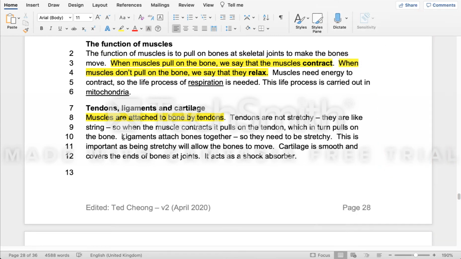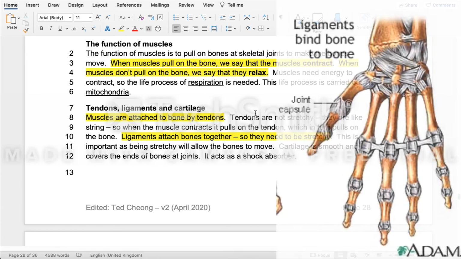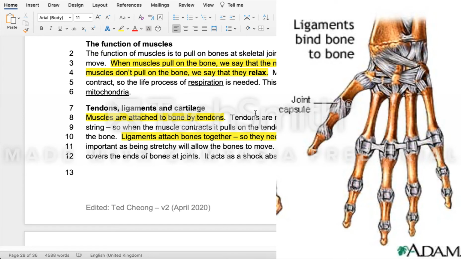All right, so your other one is going to be ligaments. Now, ligaments attach bones to other bones, and so they need to be a little bit more stretchy because your bones should be able to move around with a little bit of freedom, because your bones still have to move in some direction. And so when ligaments and tendons work together, this is how your body does a full range of motion.